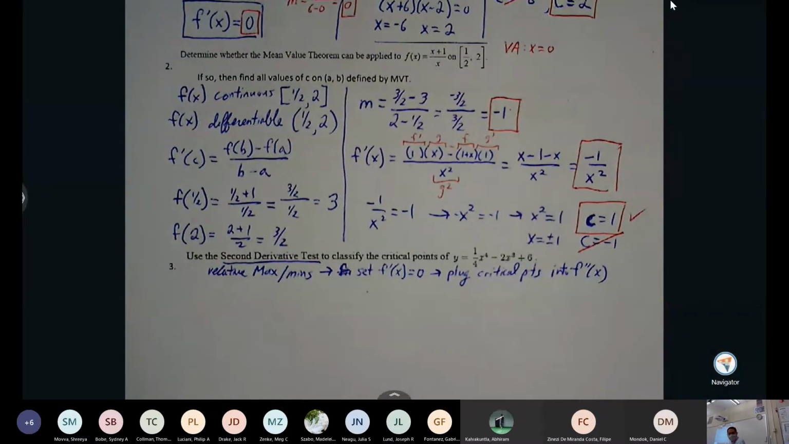Find the critical points from f prime. Rather than creating a slope sign line, we're going to take those values, dump them into f double prime, and then use the results of f double prime to help us conclude whether we have a max or min at that point.